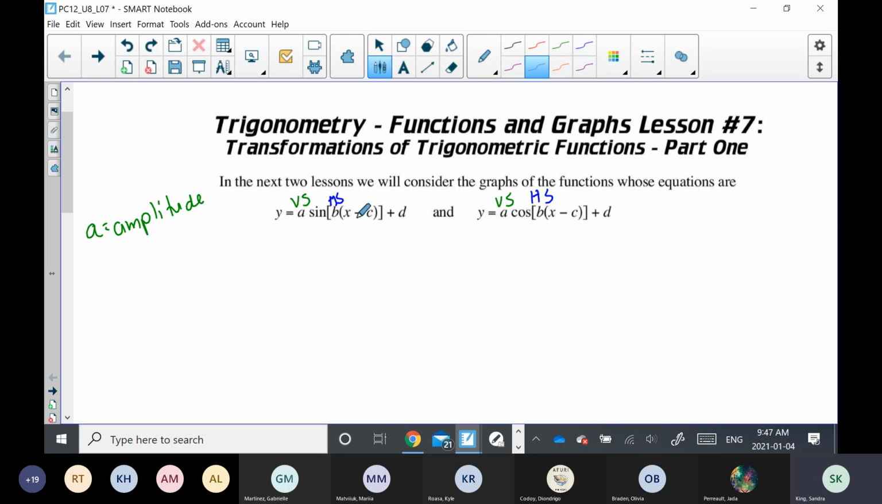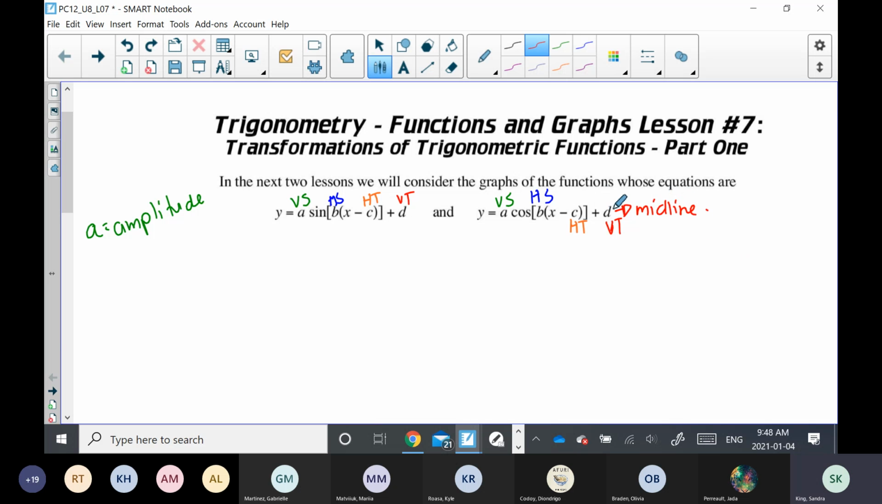The C value is going to transform your graph to the left or to the right, and that's going to be a horizontal translation, depending on what your C value is. And your D value is going to move your graph up or down. So the D value is the vertical translation. And then from lesson 1, the D value is also the midline of your graph.